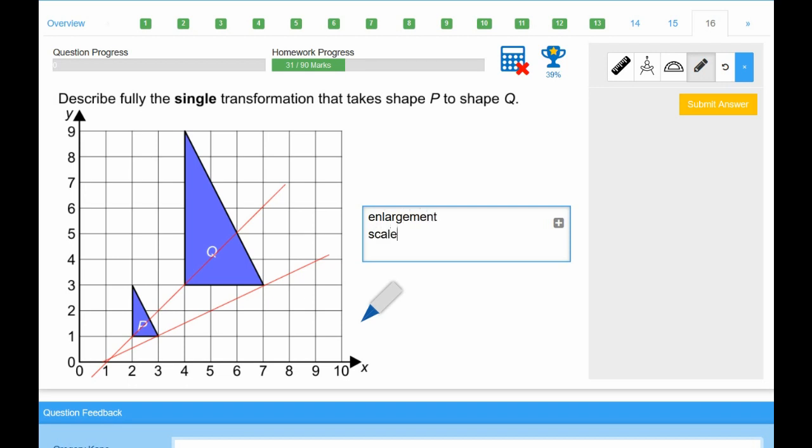It's got scale factor, we said 3, and it's got a center of enlargement, and that is going to be (1, 0), remembering that I write that inside brackets. And there we go. So it's moving on. Just skip ahead there.